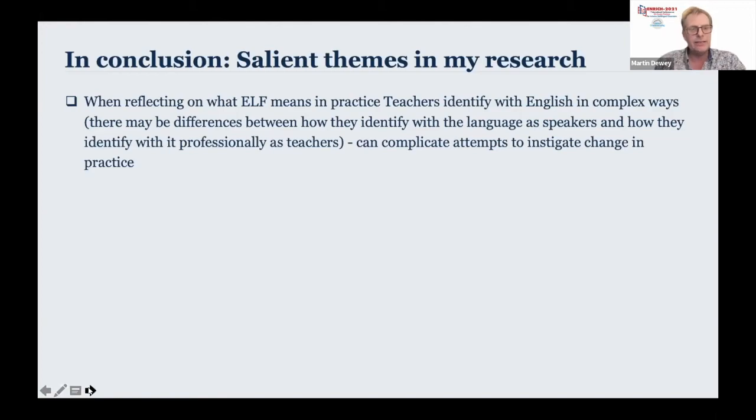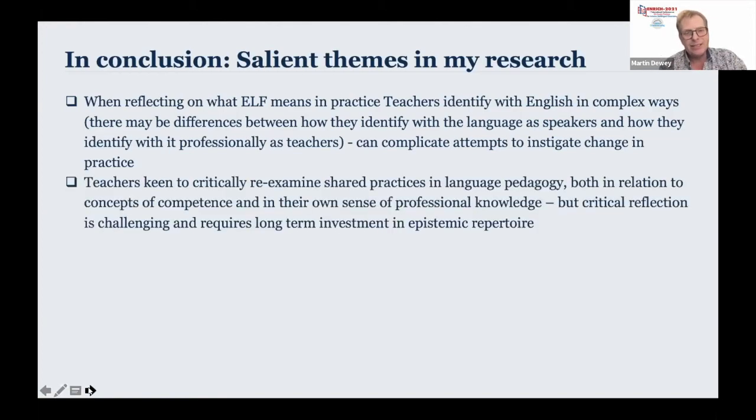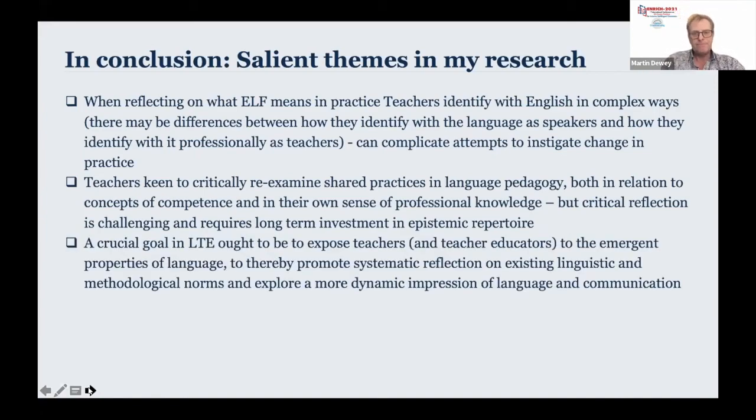It's a complex question. Teachers are keen to critically examine shared practices in language pedagogy. In my experience, when they're asked to think critically about language and beliefs about methodology, they do so. They are very willing to do so, but critical reflection is very challenging. It requires long-term investment. It has to become a key component of their epistemic repertoires. It has to become part of their skill set as thinking professionals.